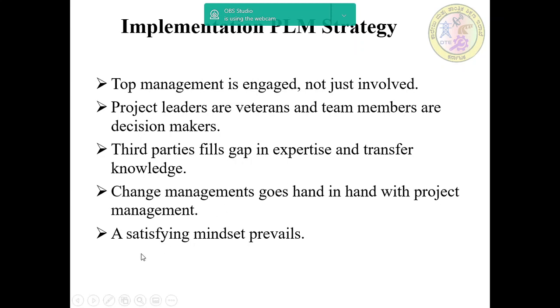And then the final one is the satisfying mindset prevails. The final goal is to improve the overall organizational activities by using different resources. There are so many aspects of PLM that if one focuses on optimizing only some aspects of it, we are letting out other tremendous opportunities, those we simply do not have attention or resources to attract.